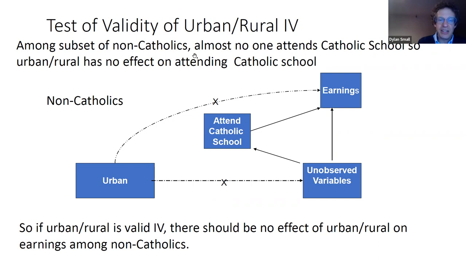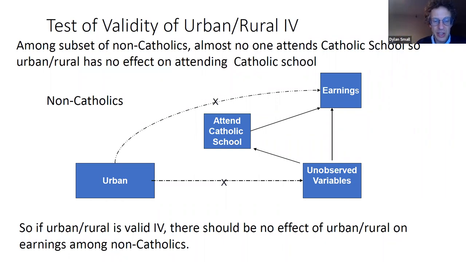consider the subset of non-Catholics. Their link between urban and attending Catholic school is basically non-existent because most of them don't attend Catholic school. So if this is true, then there should be no effect of urban-rural on earnings among non-Catholics, because they don't attend Catholic school. So any effect of Catholic school doesn't exist for non-Catholics.